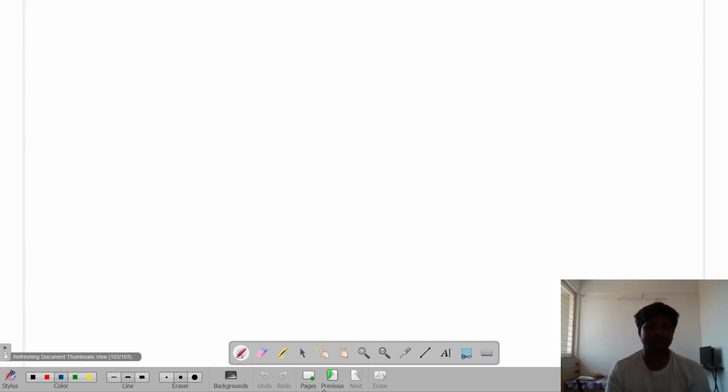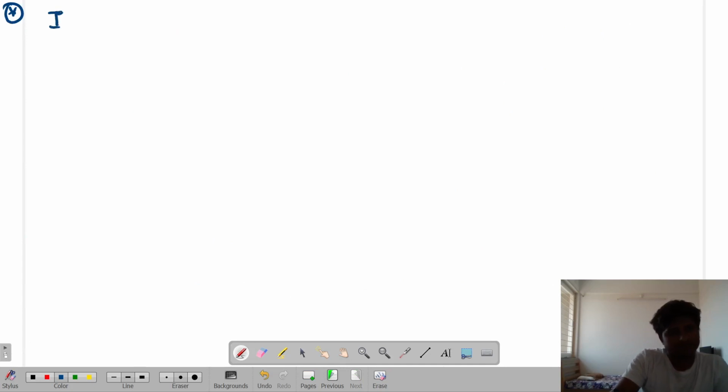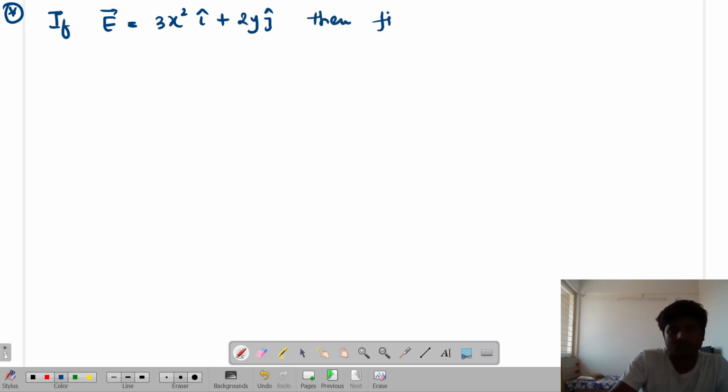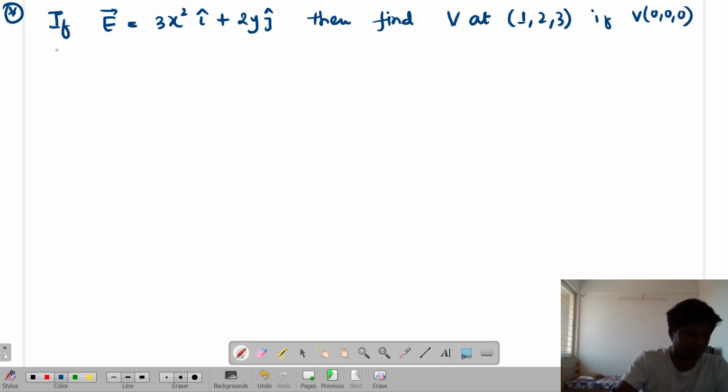Sure. Let us do one more question. It says that if the electric field is given as 3x square i cap plus 2y j cap, then find V at 1 comma 2 comma 3, and if V at 0 comma 0 comma 0 is 0 volts.